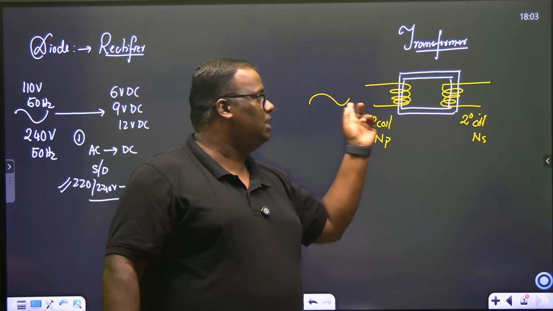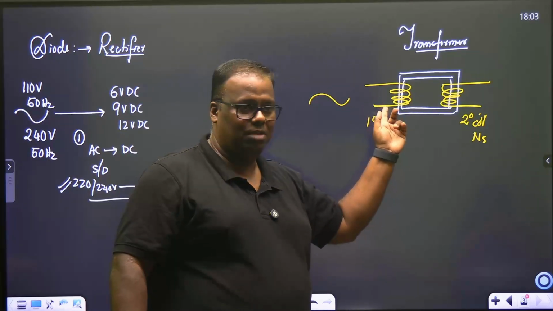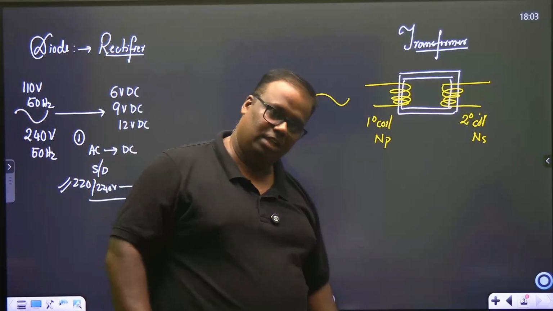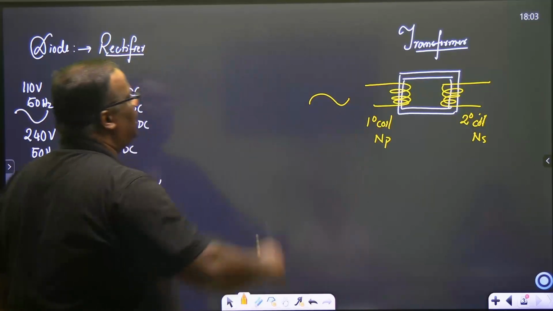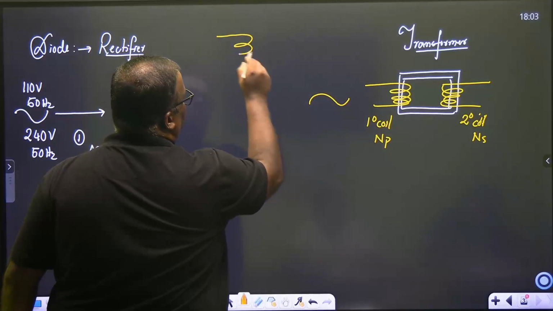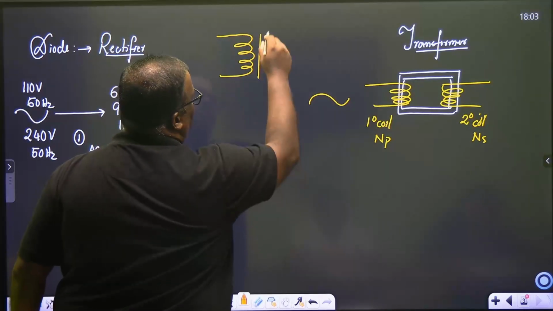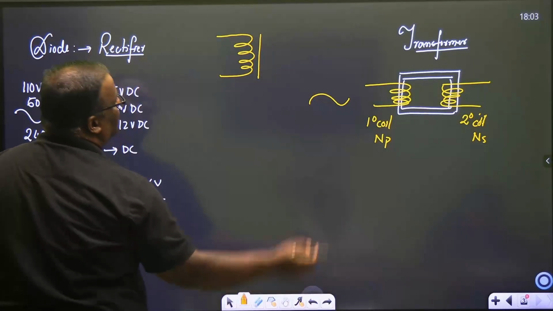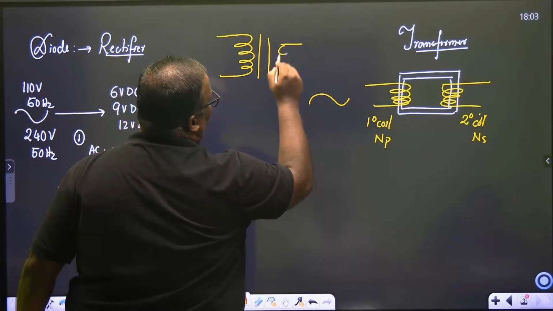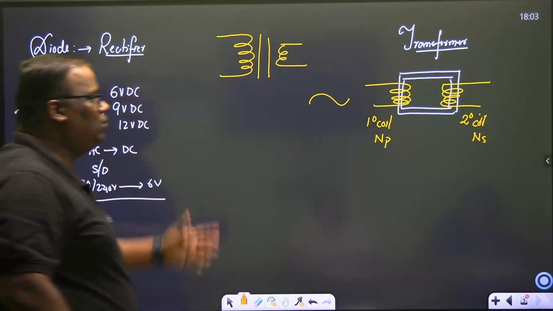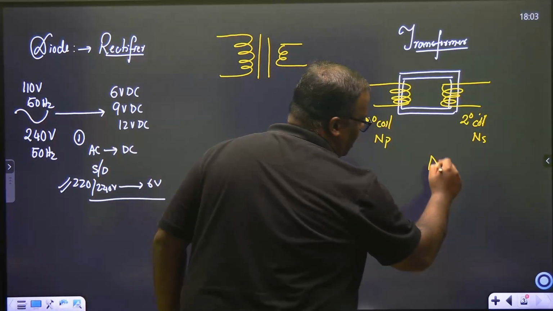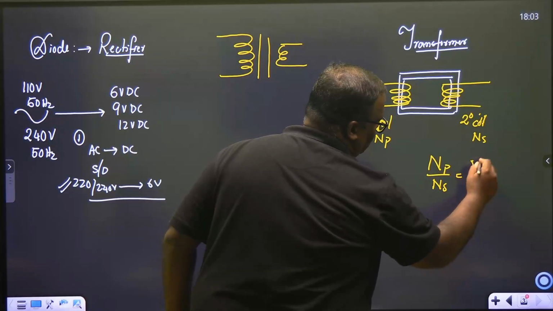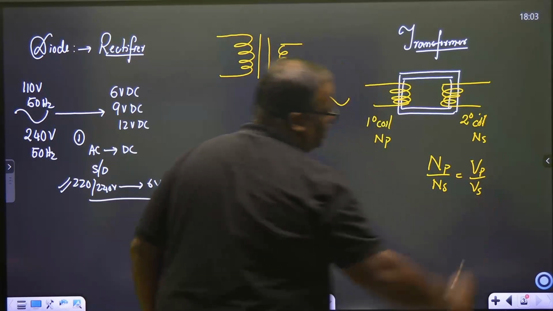A pulsating signal on the primary will create a pulsating signal on the secondary. Understood? This thing in our diagrams is represented in this manner. In this chapter, all you need to know is that this is known as a transformer. Typically this coil is shown smaller, and in transformer calculations, we see NP over NS is equal to VP over VS.